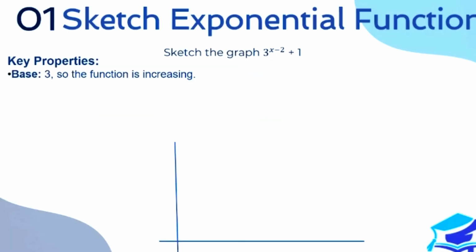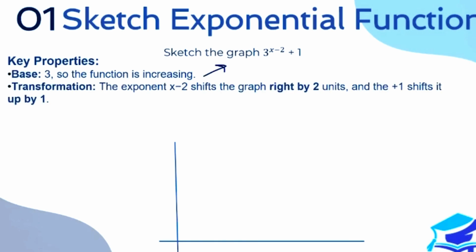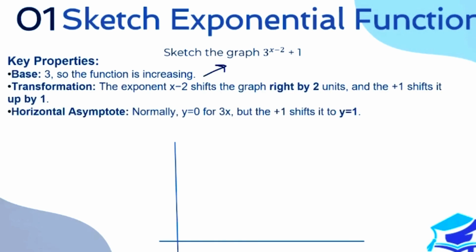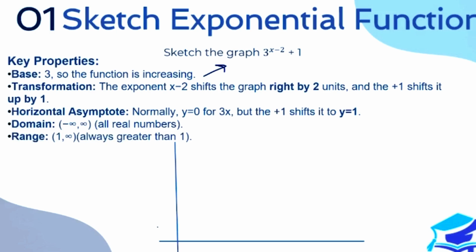Sketch the exponential function 3^(x-2) + 1. The base is 3, so we say the graph is increasing. The exponent x minus 2 shifts the graph right by 2 units, and plus 1 shifts it up by 1 unit. Horizontal asymptote, normally y equals 0, however the plus 1 shifts it to y equals 1. The domain is still all real numbers, and the range is 1 to infinity, always greater than 1.